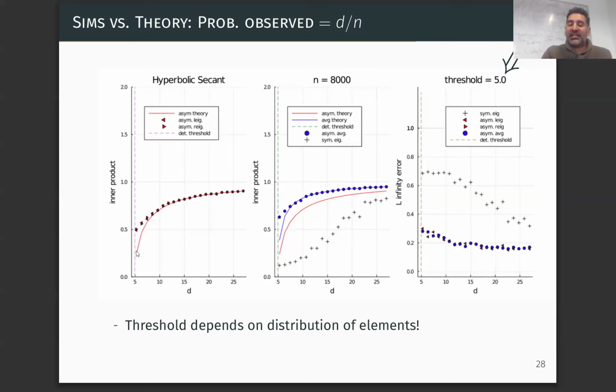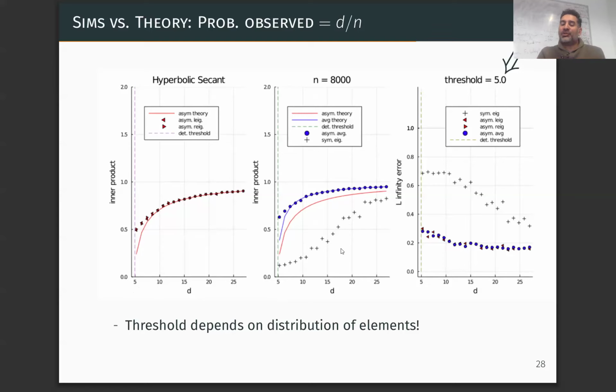So on the left-hand side, you see the agreement between theory and practice. I happen to use the hyperbolic secant, which happens to have a kurtosis of 5. So the phase transition moves a bit to the right. Once again, in the second panel, you notice the symmetric eigenvector is much worse here. So that's the interesting insight: if you're trying to complete a matrix that has heavier tails as encoded via the kurtosis, the gap between the new method and the symmetric eigenvector-based methods is going to get larger and larger, right? So that's another interesting new phenomenon that even we didn't expect when we went through it.